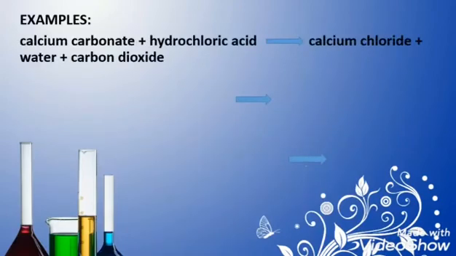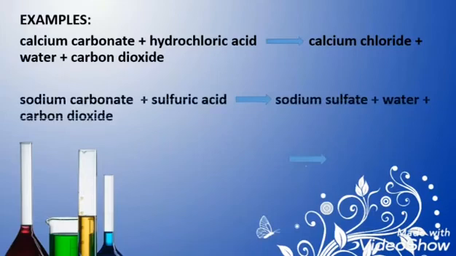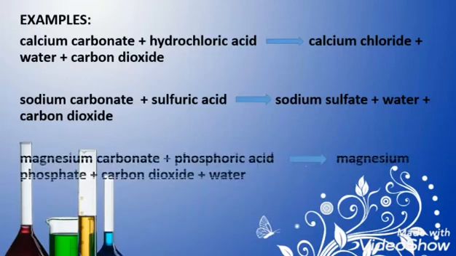Let us have some examples. Calcium carbonate plus hydrochloric acid, as I had mentioned earlier, would give you the salt calcium chloride plus water plus carbon dioxide. When sodium carbonate reacts with sulfuric acid, the name of the salt would be sodium sulfate because the acid that we use is sulfuric acid, plus the other two products, which are water and carbon dioxide.